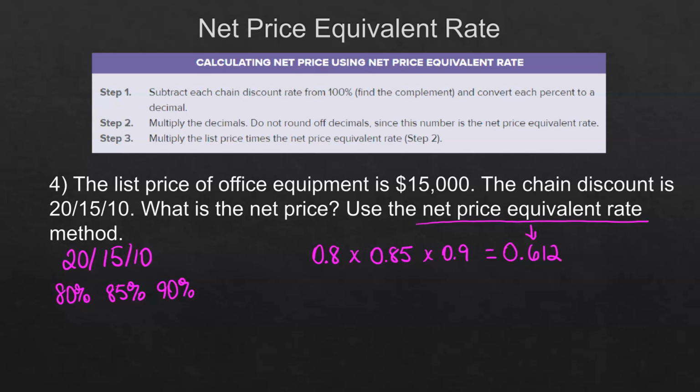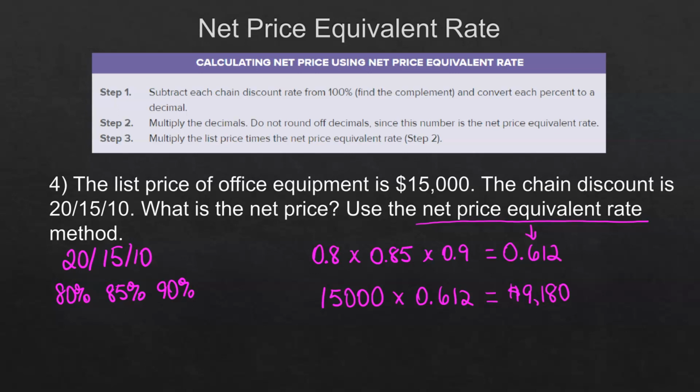All we have to do is take the amount of the list price, the 15,000, and we multiply it by this decimal, and we found this with that chain discount, the 20%, 15%, 10%. This is equivalent to that, and so that gives us net price, and the net price then is $9,180, which is the same price we got going about this the long way on the previous slide, and so it's kind of cool how that works.